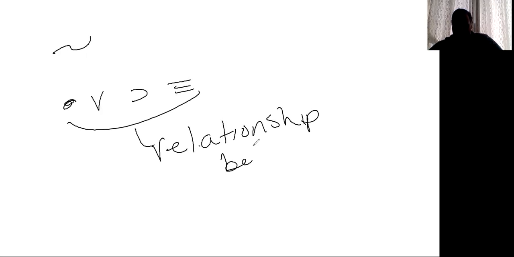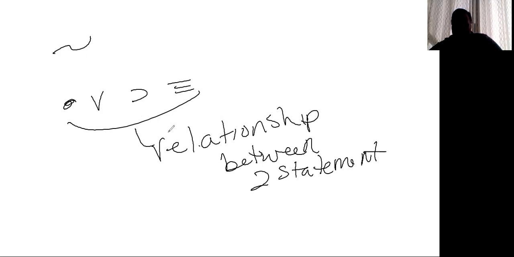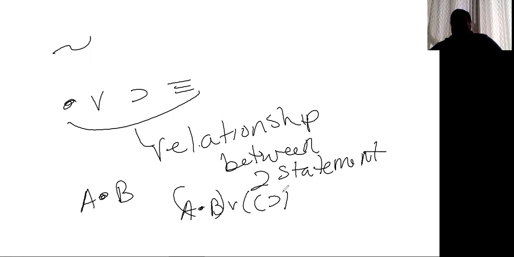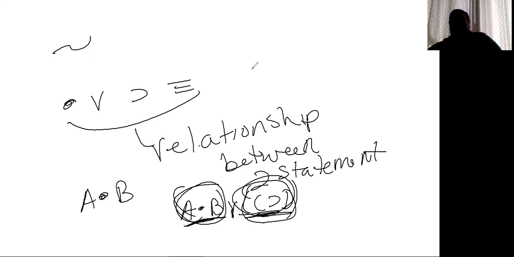Dot, wedge, horseshoe, and triple bar always go between, they always show a relationship between 2 statements. So these always have to go between 2 statements. So it could be 2 statements like A dot B, or it could be A dot B in parentheses, wedge C horseshoe D. This is a statement and this is a statement because the parentheses have brought it together as one statement, and this is another one. So you can never have 3 letters in a row without parentheses.